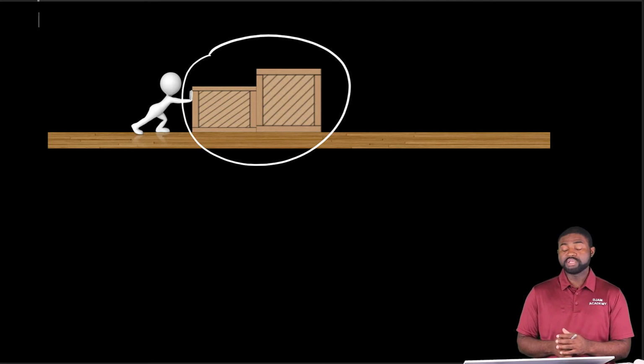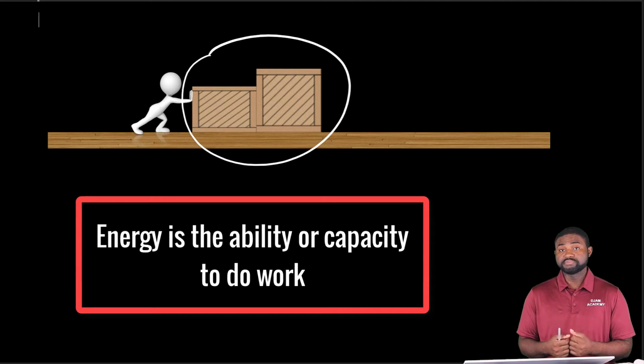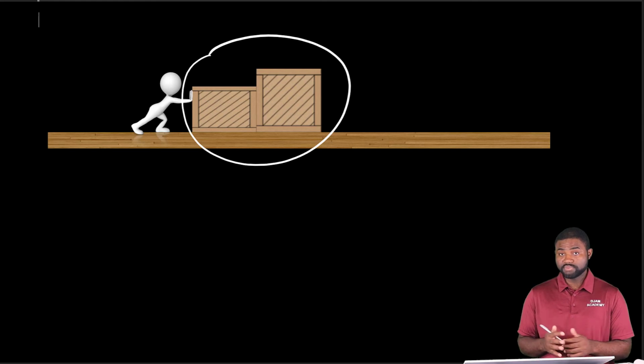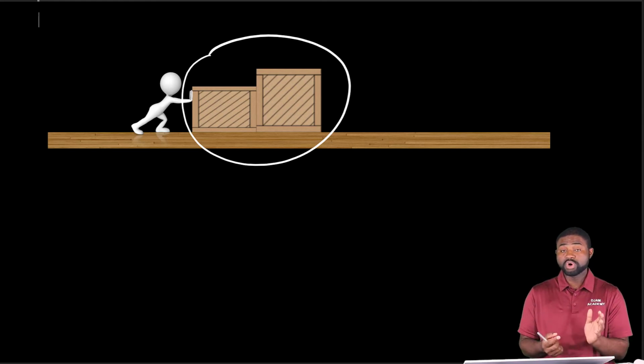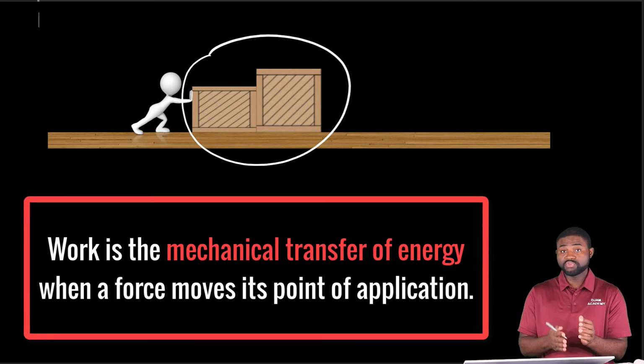Now, keep in mind that the energy of an object or system is the ability of that object or system to do work. So the question is, what is work? Work is the transfer of energy when an object moves another object. That is a very limited definition. Let me give a much broader definition of work. Work is simply the transfer of energy when a force moves its point of application.